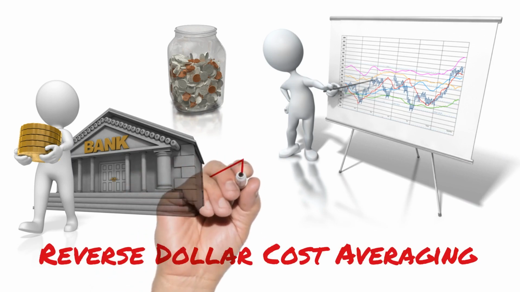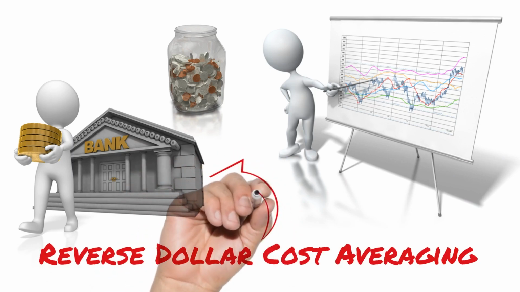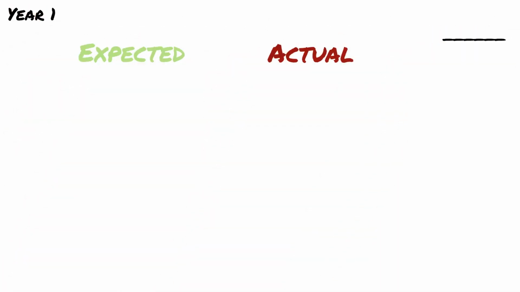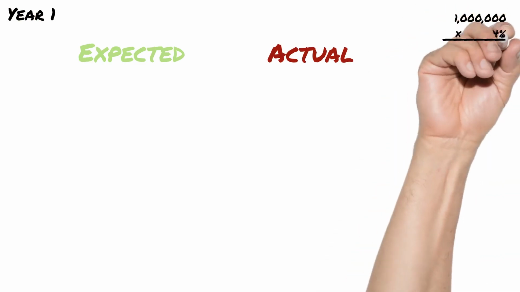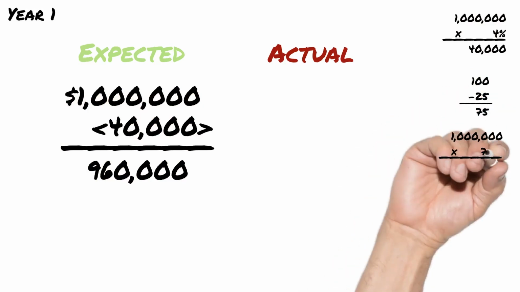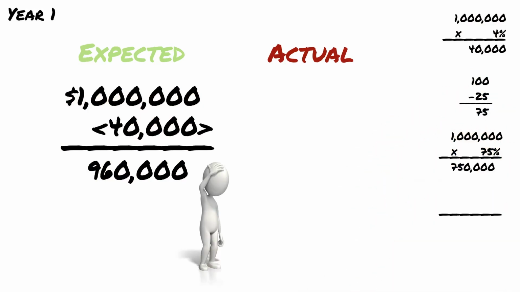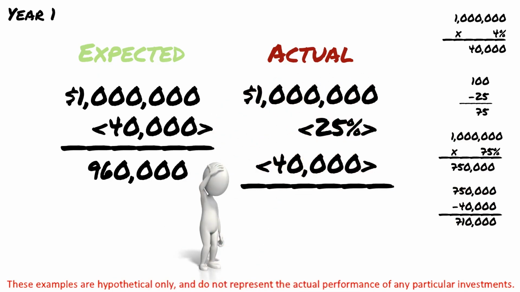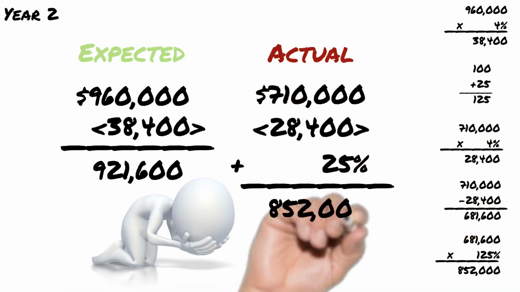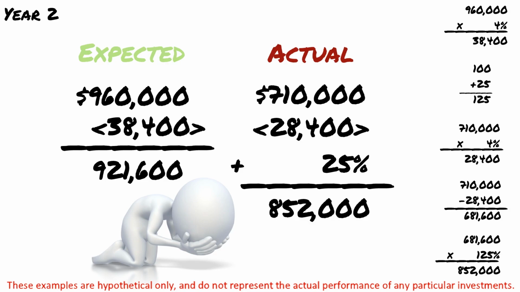The problem with this is that if your account is down, you are locking in your losses and your balance will go down much quicker than if you don't withdraw on a down market. For example, let's say you start with $1 million saved and decide to withdraw 4% a year or $40,000. In the first year you retire, your account goes down 25% because of market losses. Your balance after year 1 would be approximately $710,000. If in year 2 your account gains 25%, your balance would still be $852,000 because you're continuing to withdraw while your account is trying to increase.